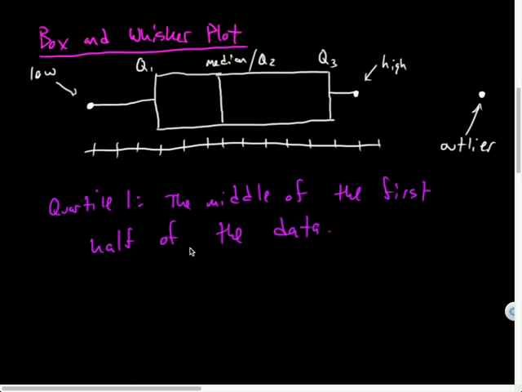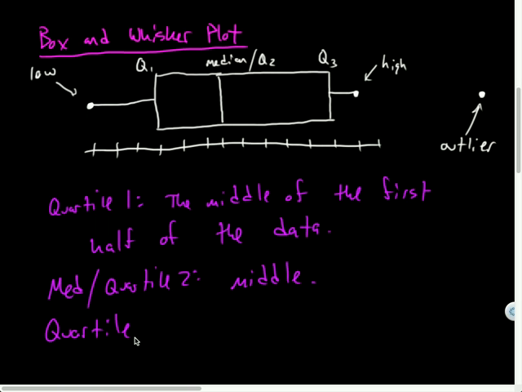Okay? The median, which is also quartile 2, is the middle of the whole set. And quartile 3, what do you think quartile 3 is? Yes, the middle of the second half. Q1 is the middle of the first half. And the halves are defined by quartile 2.